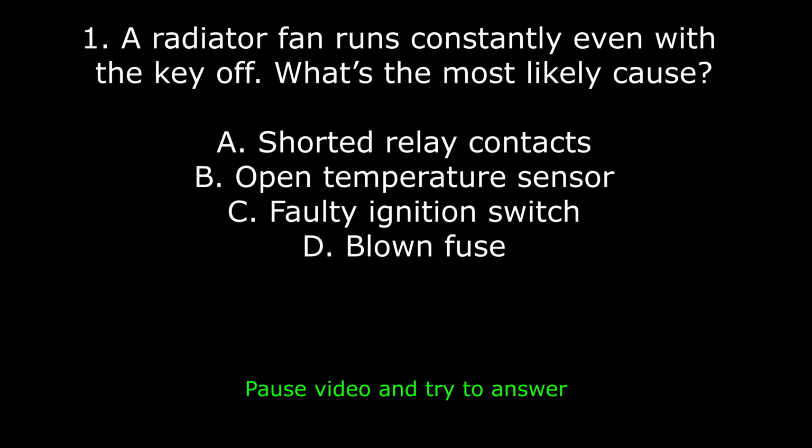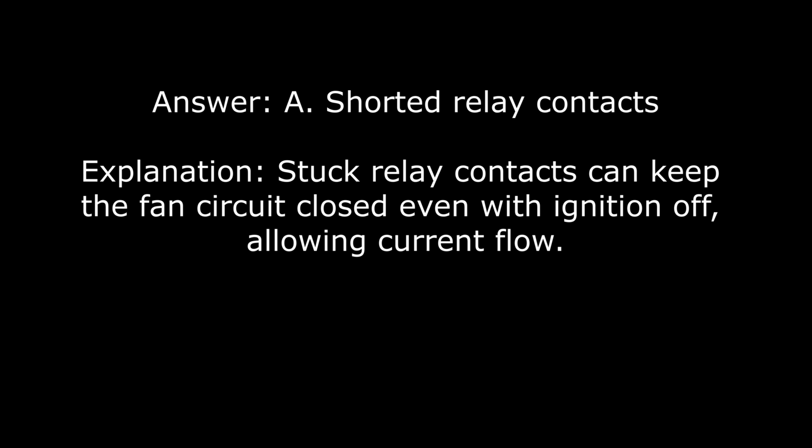1. A radiator fan runs constantly even with the key off. What's the most likely cause? A. Shorted relay contacts. B. Open temperature sensor. C. Faulty ignition switch. D. Blown fuse. Answer: A. Shorted relay contacts. Explanation: stuck relay contacts can keep the fan circuit closed even with ignition off, allowing current flow.